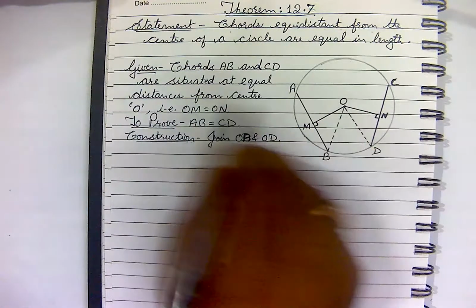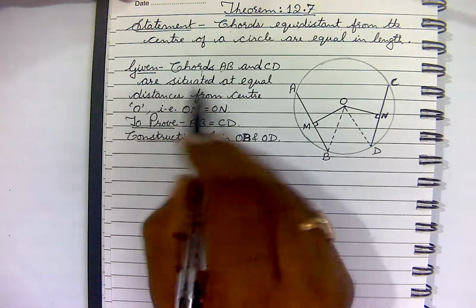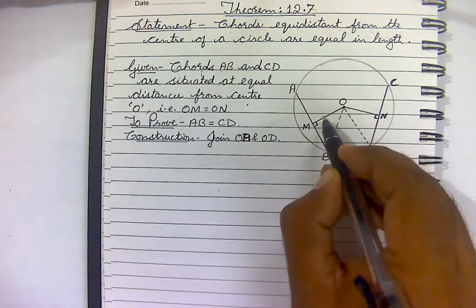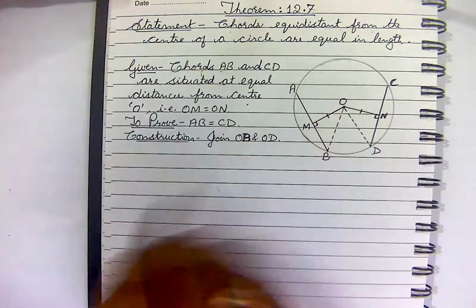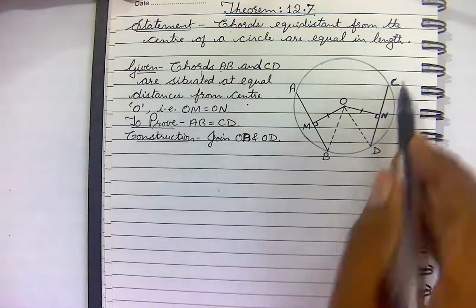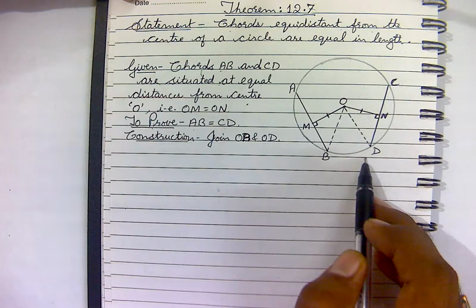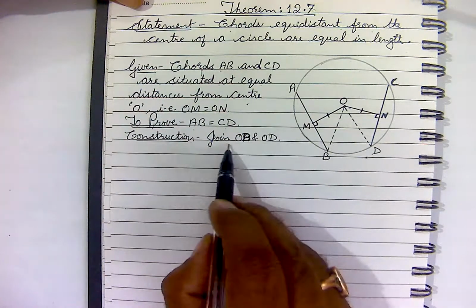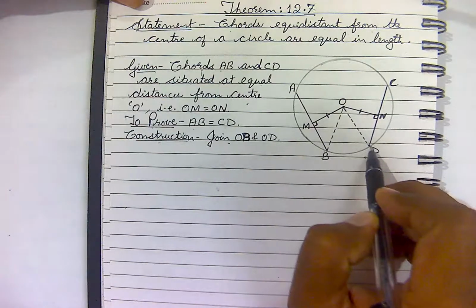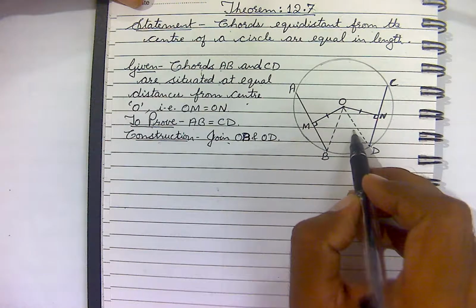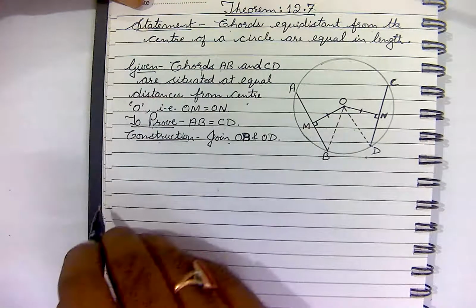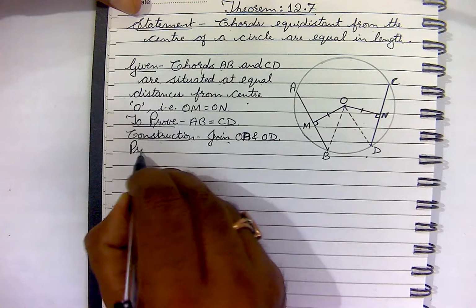So here what is given? We are given that chords AB and CD are situated at equal distance from the center. That is, OM is equal to ON. Now this is already given to us. And what we need to prove? We need to prove that the chord AB and chord CD are equal in length. So again, in order to prove it, we will have a construction. We are going to join OB and join OD. These two line segments will be joined so that two triangles are created, and now we will prove these two triangles congruent.